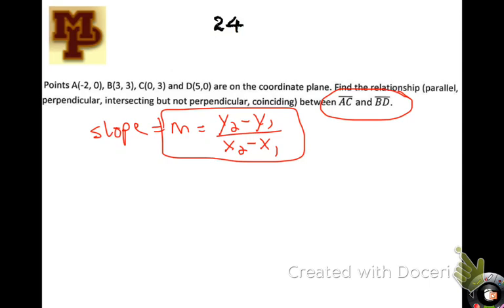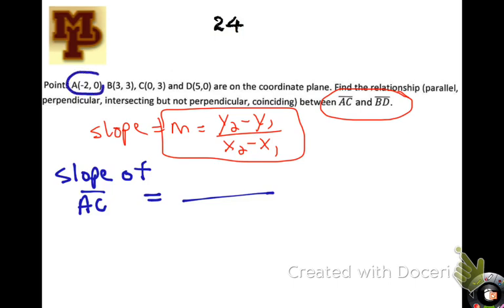All right, so we want the slope of AC. So the slope of AC is equal to, let's use our coordinates here. So we got A and C. Okay, so we're going to subtract the y's on top. So we're going to do 3 minus 0. And then we're going to do the x's on the bottom. So we're going to do 0 minus a negative 2. So that would be 3 over 2.